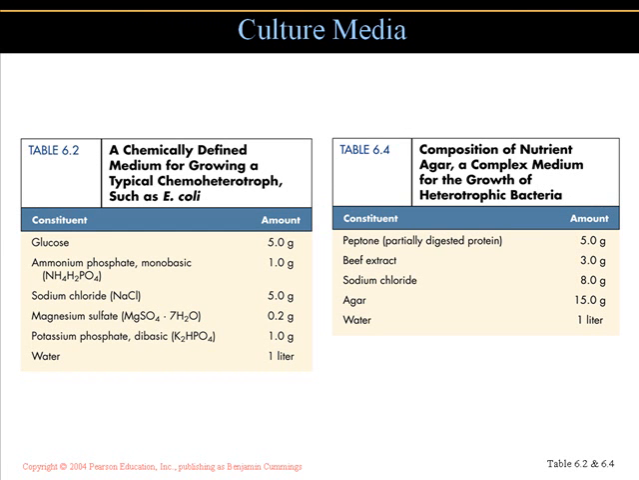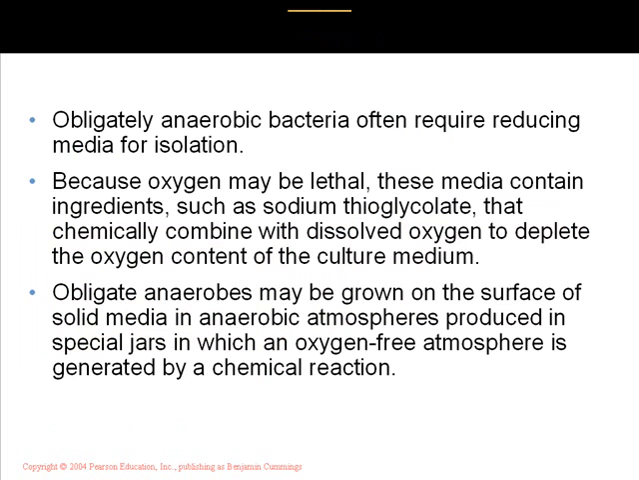And this is the composition of particular types of nutrients: chemically defined nutrient agars, which contain certain chemical constituents such as glucose, ammonium, sodium chloride, magnesium, and so forth. Then complex nutrient media, which may have peptones, beef extracts, sodium chloride, agar, water, etc.